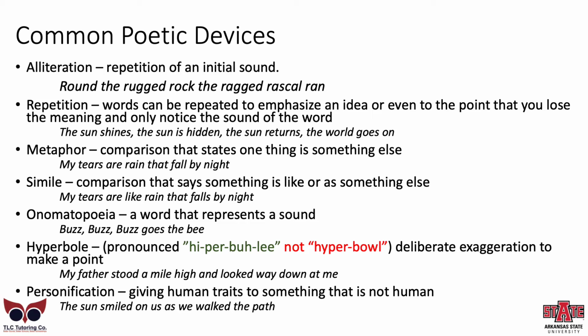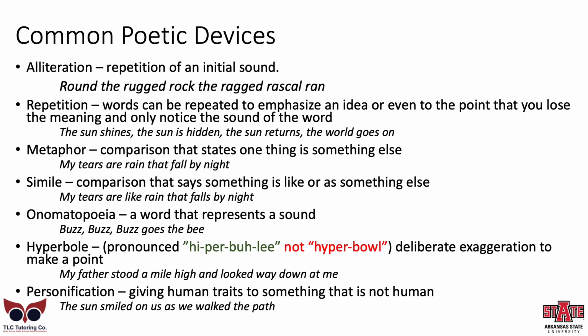The next term we'll look at is onomatopoeia. This is a word that represents a sound. Buzz, buzz, buzz goes the bee. If I asked you to define the word buzz, it would be hard to give it a definition outside of a description of the sound, or perhaps examples of things that make that sound. That's because it's an onomatopoetic word. It's a word whose only meaning is to describe a sound. Words like pop, splat, whap are all examples of onomatopoeia.